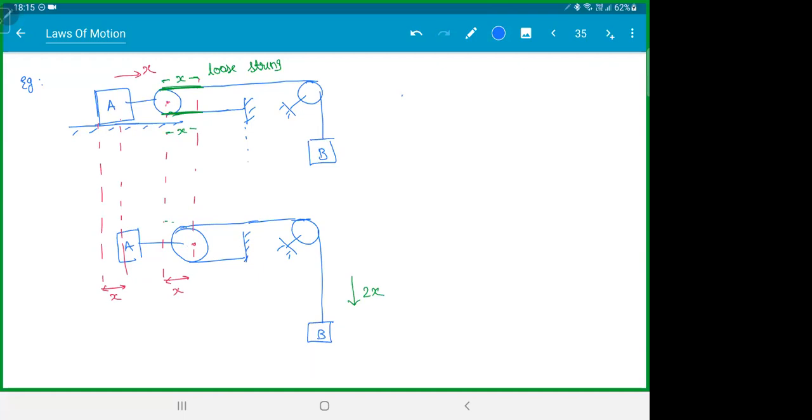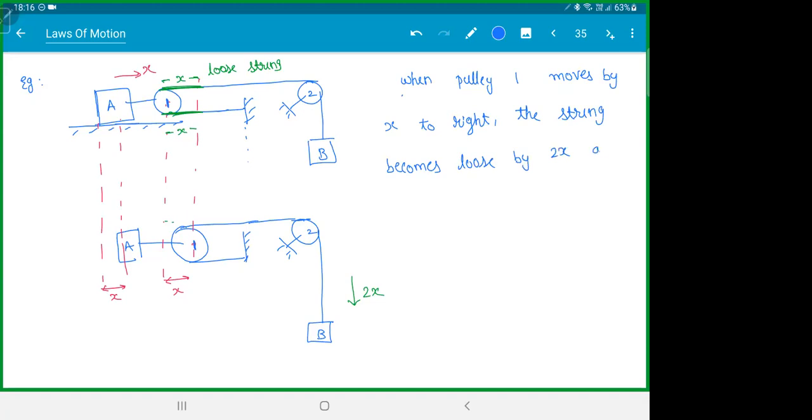So let's call this pulley 1 here. This is pulley 2. 2 is fixed anyway. And pulley 1 moves by X to right. The string becomes loose by 2x. And since the length of the string can't change, this is taken by B.